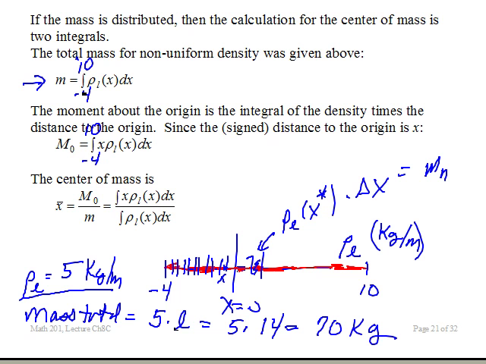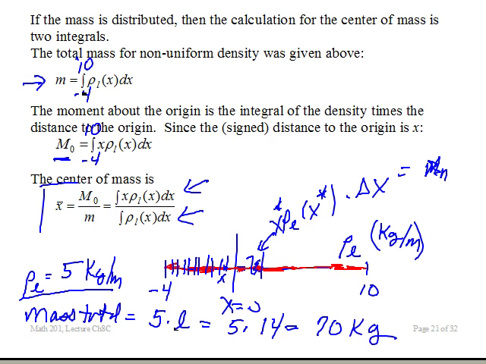Oh, I'm sorry, we needed that. That's the density. If I want the moment, I have to multiply by x, its location x. So this becomes a definite integral of x times the linear density, possibly varying with x, dx. Then the center of mass is this moment about x equals 0, this integral, divided by the total mass.